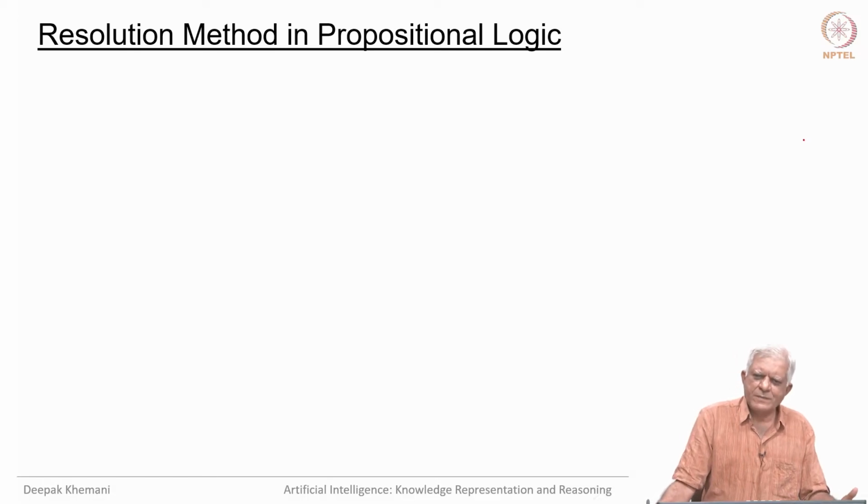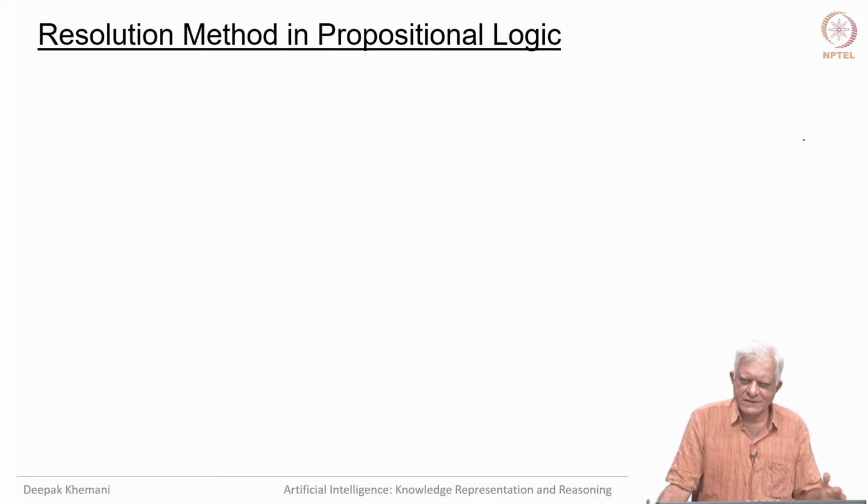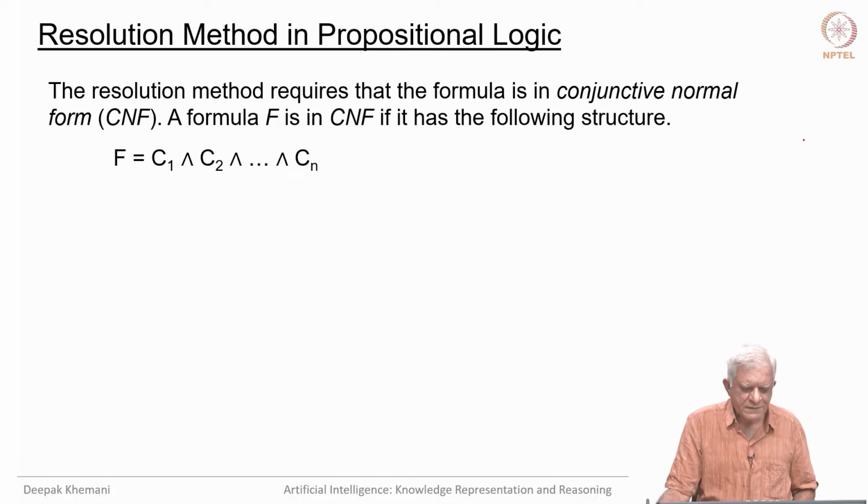As usual, let us begin with propositional logic. It is a simple logic, and some of the ideas that we want to discuss can be discussed more easily here before we apply them to first order logic. And the resolution method requires that the formula is in conjunctive normal form, or CNF as it is popularly known.